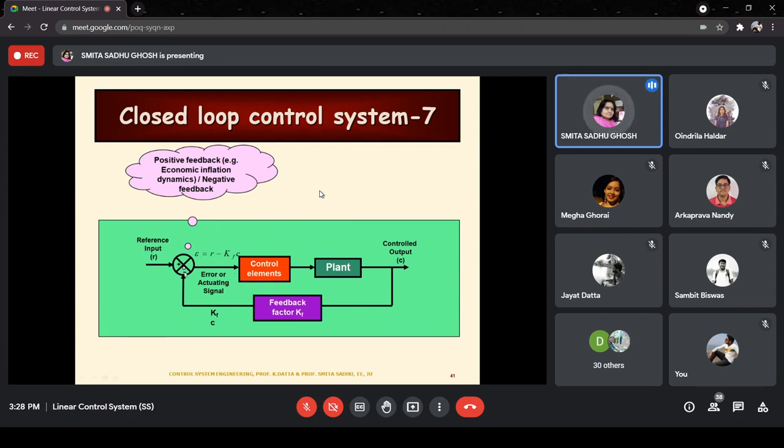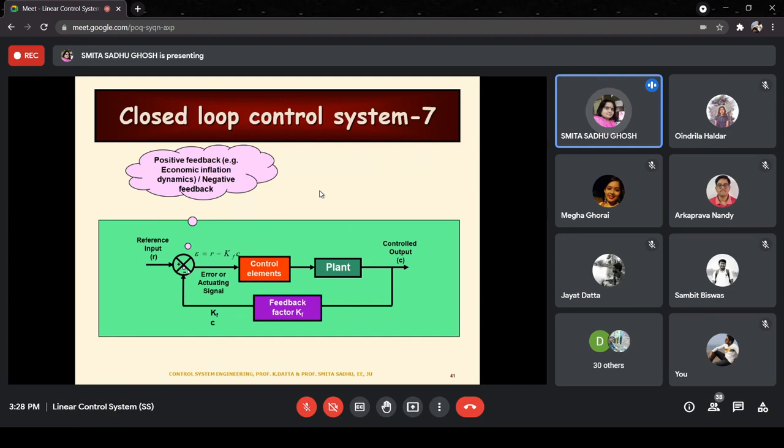Okay, so here note the negative sign in this system, which makes it a negative feedback system. On the other hand, positive feedback systems we've seen in economic inflation dynamics. Okay, so whenever you have feedback, you have to look at the sign of the feedback, whether it's a negative feedback or a positive feedback, is of importance.